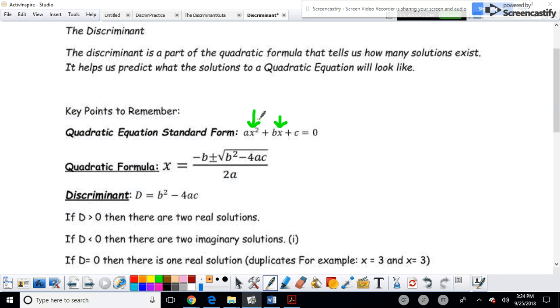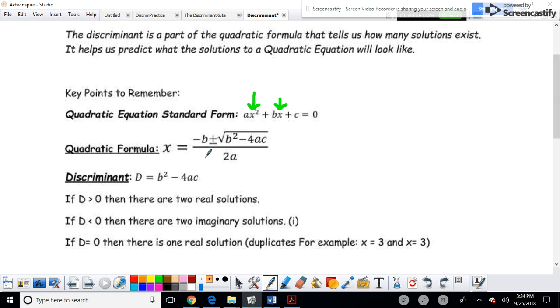So the discriminant is not the solution itself. It helps us predict what the solution will look like. How do you do that? Well, all you have to do is substitute into this formula right here, b squared minus 4ac. Where does that come from? B squared minus 4ac, you can see it's right here. It comes from the quadratic formula itself.